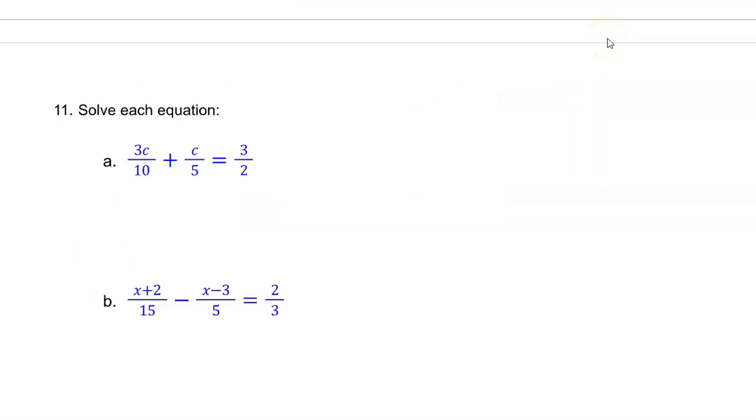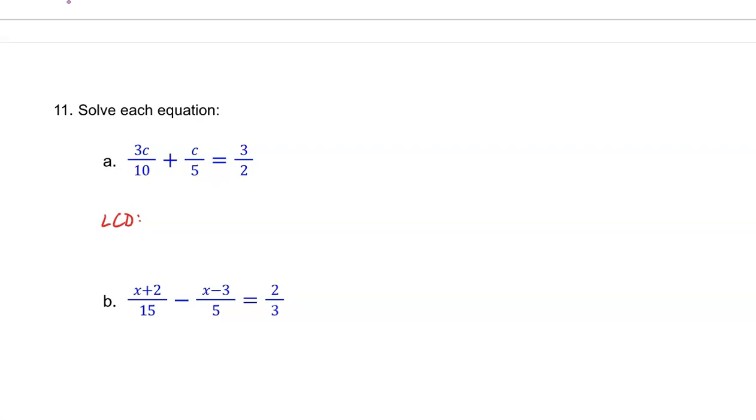Now some practice problems to practice this skill. We want to solve the equation for C. This equation is not a proportion because on the left side of the equals there's two separate terms. These equations have denominators, so the technique is to figure out the LCD.